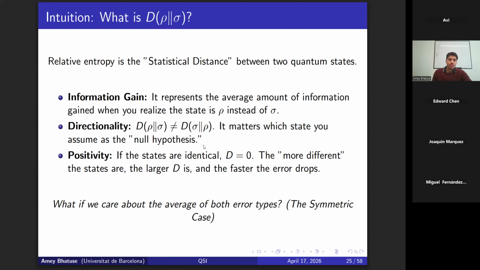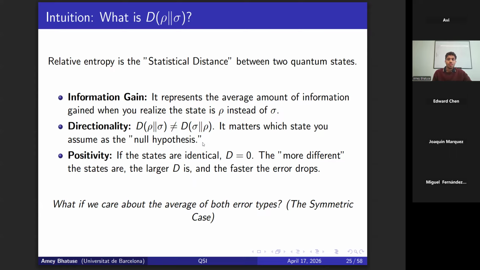And if the states are identical, the relative entropy is going to be zero. So the more different the states are, the larger D is, and of course, the faster the error drops. Of course, you can't assume that if the states are identical, even in n copies, they're going to be still identical. Only if they have some kind of distance between them can we assume that we can take n copies and then distinguish them.